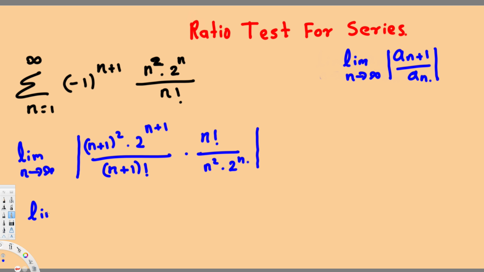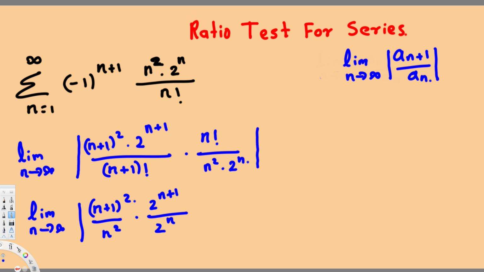So we get the limit as n approaches infinity. First of all, let's arrange the n powers: (n plus 1) squared, and in the denominator we have n squared, so let's put them together. The next thing we have is 2 to the power n plus 1, and we have 2 to the power n in the denominator. Let's put them together. And again we have n factorial in the numerator, and in the denominator we have (n plus 1) factorial, right?